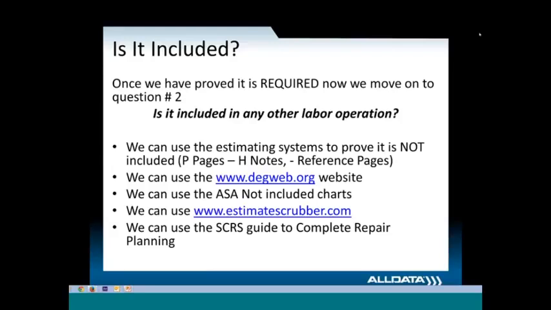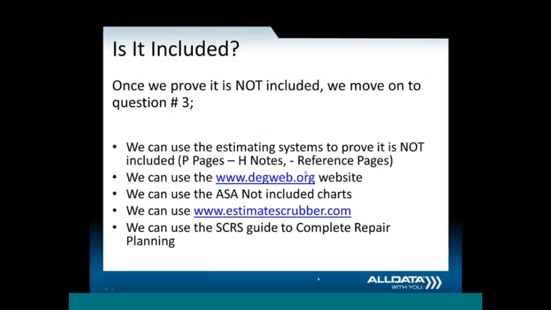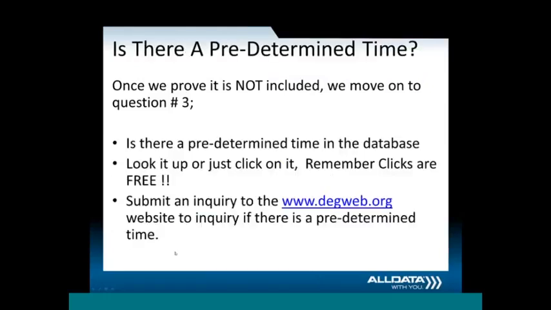So number 3 is, if we determine that it's proven it's not included, we go to question number 3. Is there a predetermined time in a database? Clicks are free. You need to look it up and see if there's information available. Submit the inquiry to the degweb.org website to complete the inquiry, and see if there's a predetermined time.